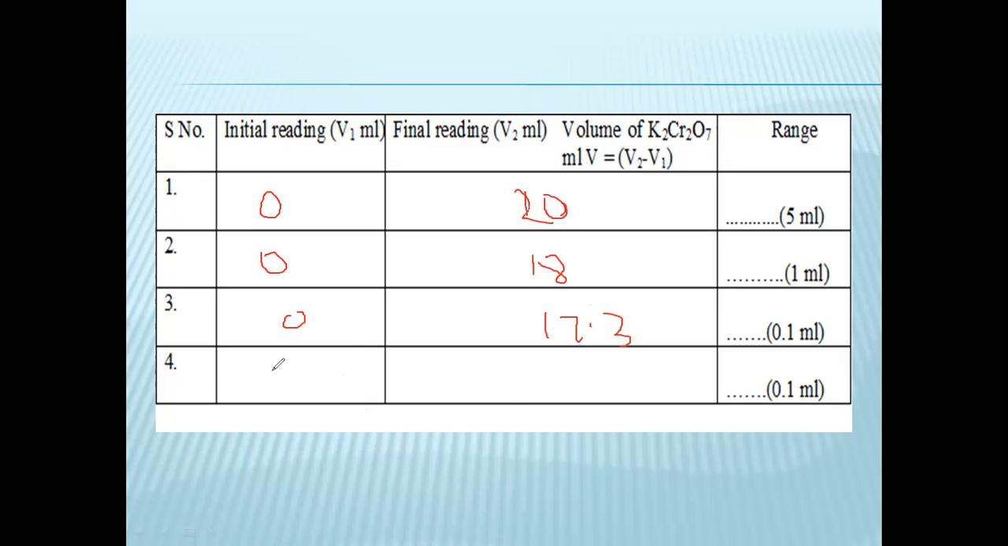After this you can repeat one more trial for further confirmation, and there also you will get 17.3, right? So first is the 5 ml range, next the 1 ml range, then the 0.1 ml range, right?